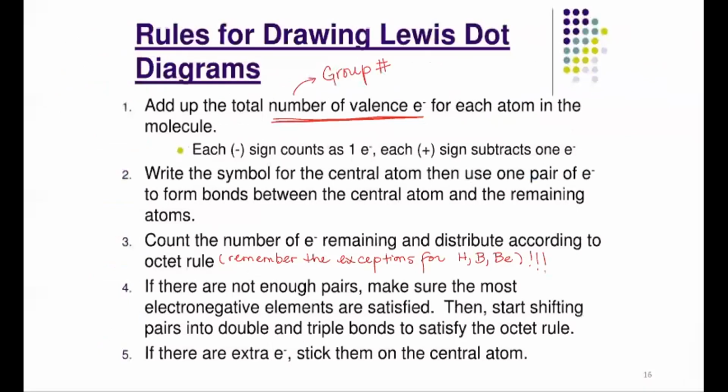So the central atom is going to be the atom with the lowest subscript, and the least electronegative.